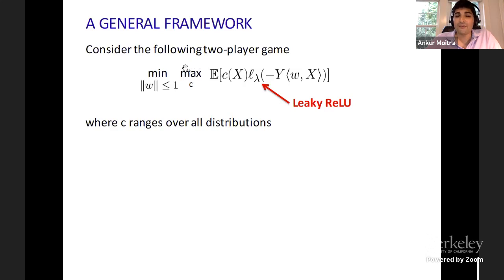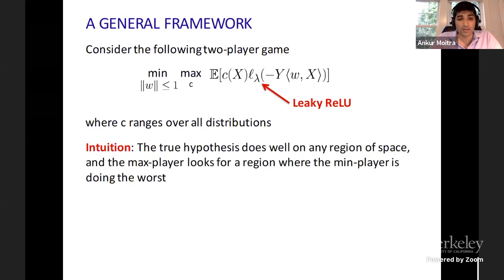But now something kind of funny is going to happen: we're not merely interested in the leaky ReLU loss. We're going to create a max player who is allowed to reweight the distribution. So he's allowed to create an arbitrary distribution C on a space of arbitrary complexity. And then you look at the expectation of C of X times the leaky ReLU loss. That's the intuition: the max player is allowed to reweight the distribution on examples to focus on some particular region in space where we're doing poorly.